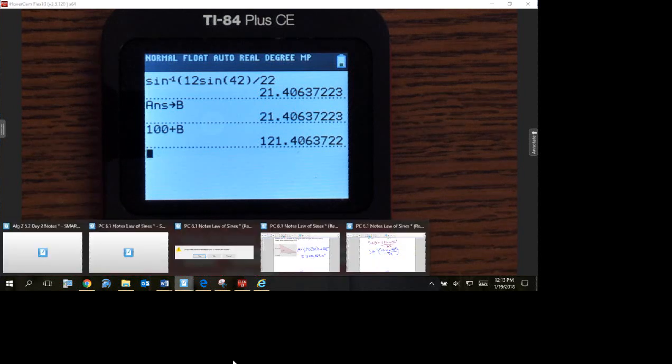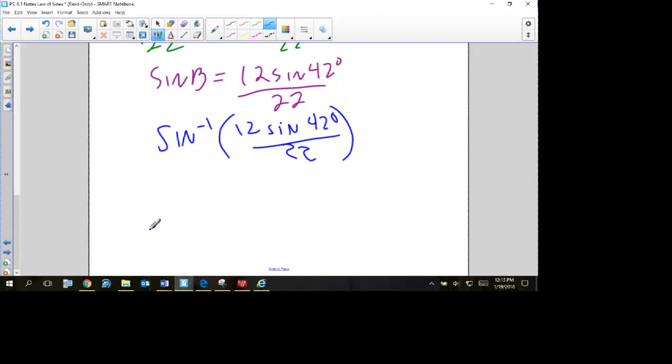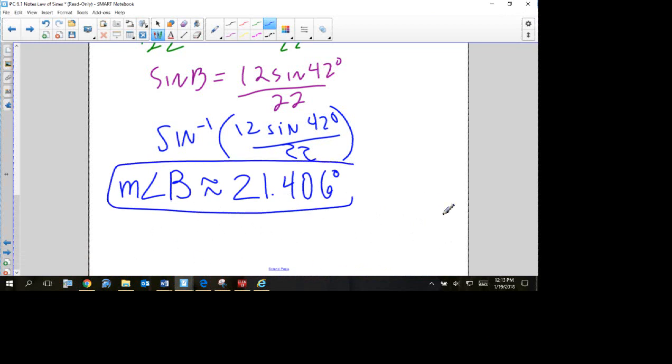I'm going to write down my angle B. This is at 40.6. So now we have angle B. What can we find next? Angle C?